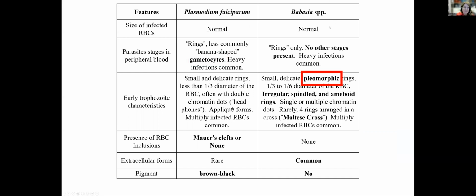The gametocytes of Babesia just look like all the other stages of Babesia. They all look like rings. Also, Babesia is more likely to have very pleomorphic rings. And if you see a Maltese cross, that is considered diagnostic and classic for Babesia species. It also more commonly has extracellular forms.